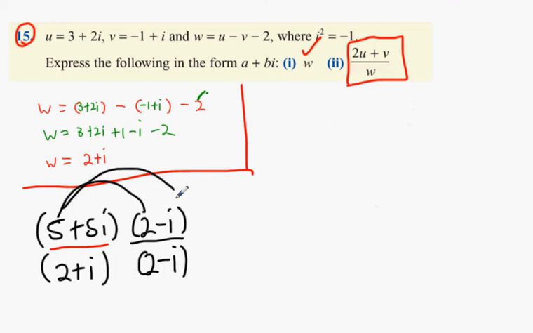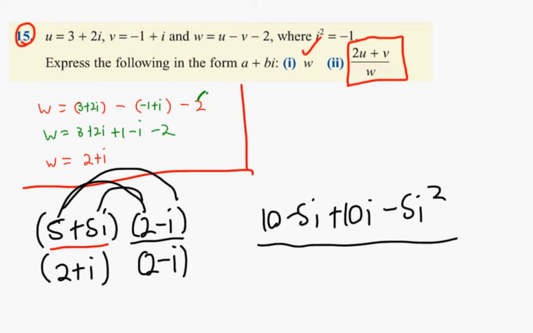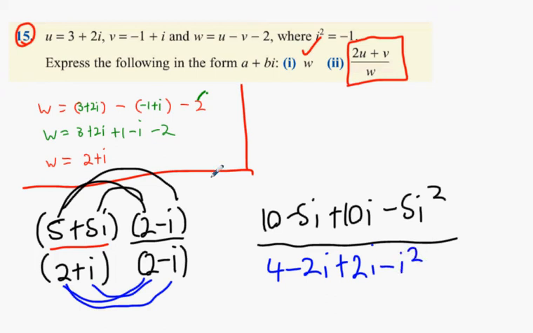5 times 2, 5 times minus i, 10 minus 5i, and then 5i times 2, 10i, and then 5i times minus i. Then on the bottom, 2 times 2, 4, 2 times minus i, and then i times 2, and then i times minus i, minus i squared.